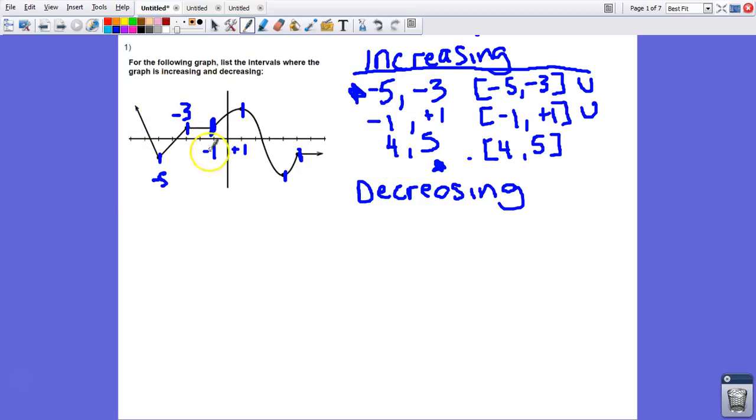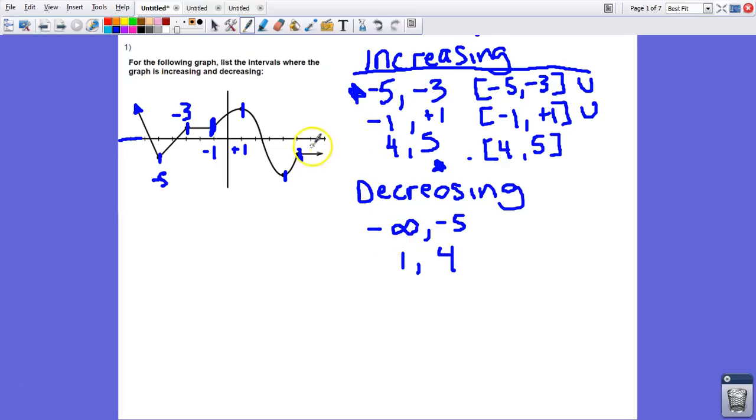So then where is it decreasing? And this is a little bit tricky. This line has an arrow on the end of it, which means it goes on and on till -infinity, right? So that first part is decreasing from -infinity to -5, and also from +1 to +4, so from 1 to 4, it's decreasing.